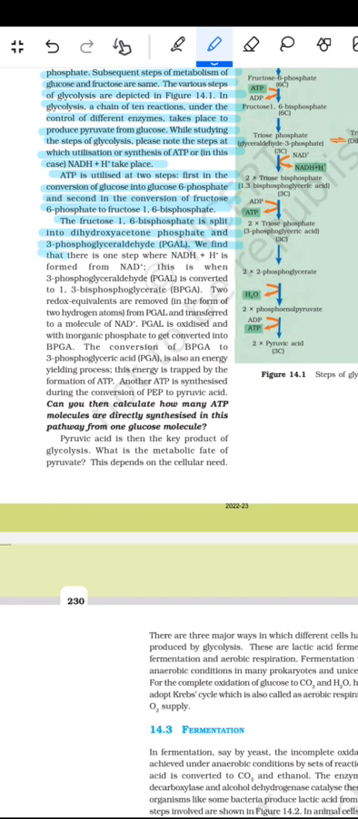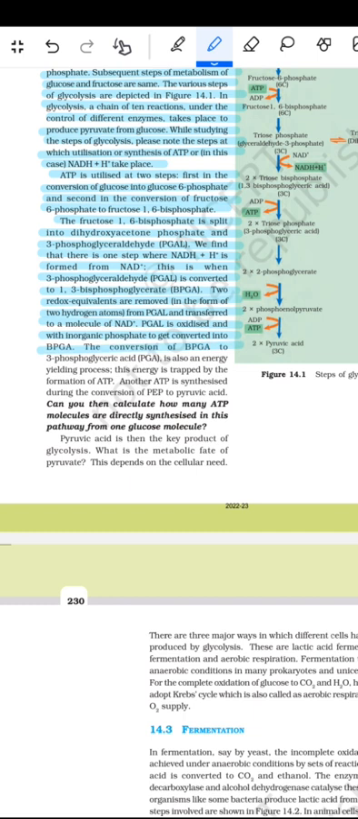We find that there is one step where NADH plus H plus is formed from NAD plus. This is when the 3-phosphoglyceraldehyde is converted to 1,3-bisphosphoglycerate. Two redox equivalents are removed in the form of two hydrogen atoms from the PGAL and transferred to a molecule of NAD+. PGAL is oxidized with inorganic phosphate to get converted into BPGA.